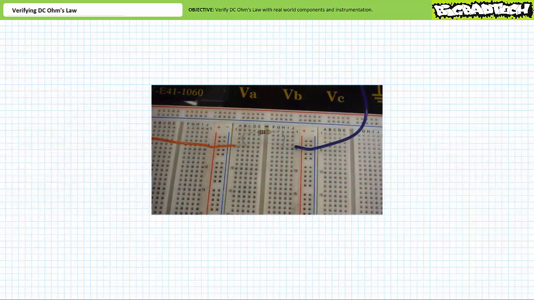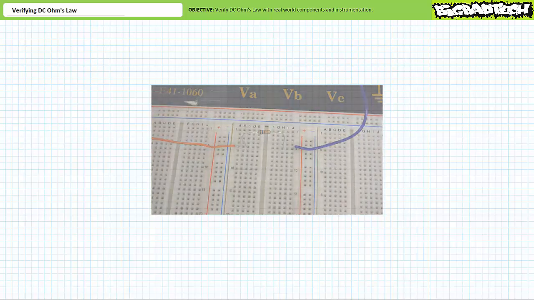Here's a much better implementation of this circuit, where the positive terminal of the source and one terminal of the nominal 560 ohm resistor are both landed at node 5A through E, and the other terminal of the resistor and the negative terminal of the source are both landed at node 5F through J across the ditch. A complete circuit has been established, and one and only one path from node 5A through E to node 5F through J exists, such that all current will pass through the nominal 560 ohm resistor.